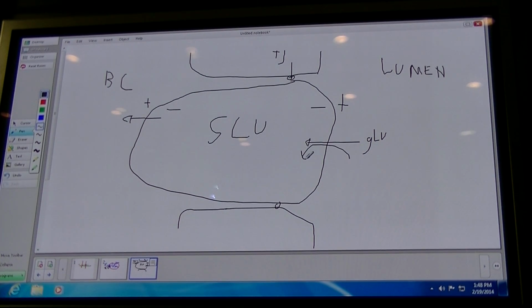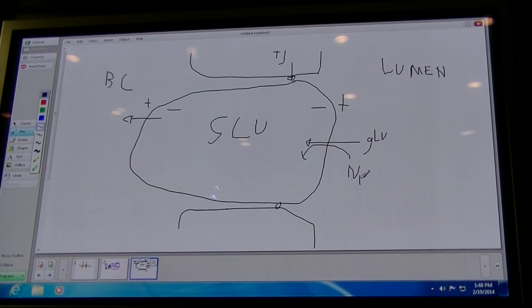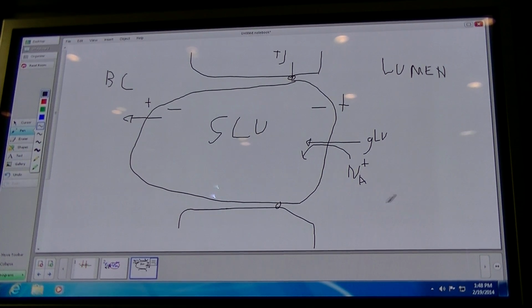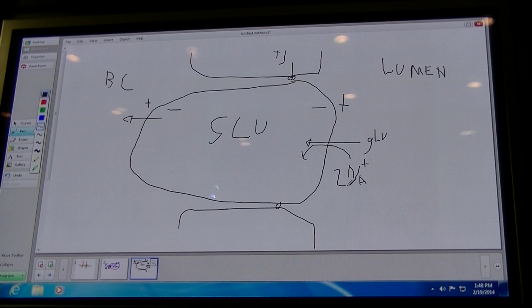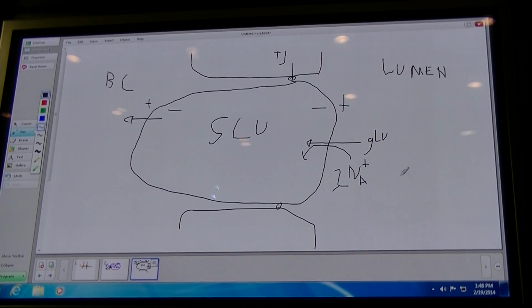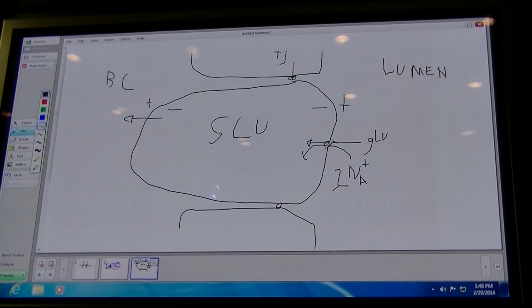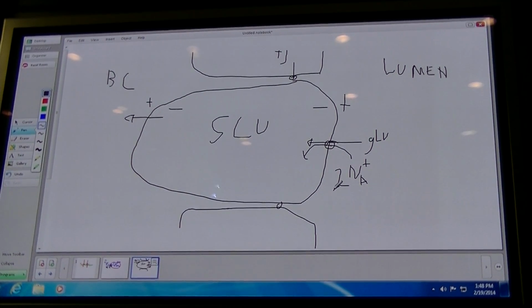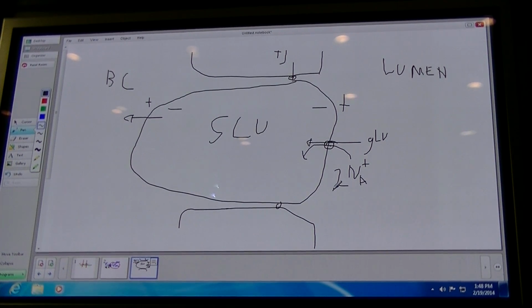It gets help from our friends, the sodium ion. Sodium comes in. Actually, it needs a lot of help, so 2 sodium will have to come in. 2 sodium ions come in together with glucose. Okay. We're just going to reason ourselves through what we need, and we remember we need 4 transporters.